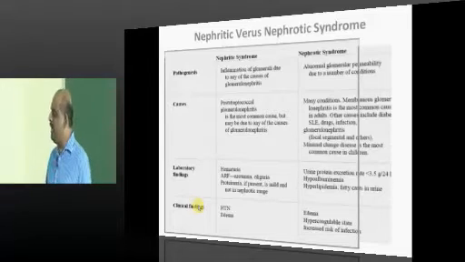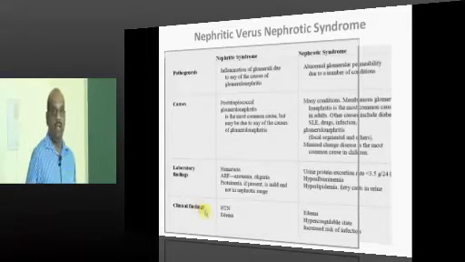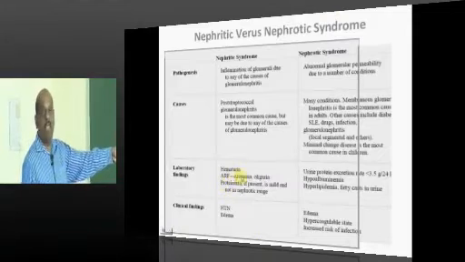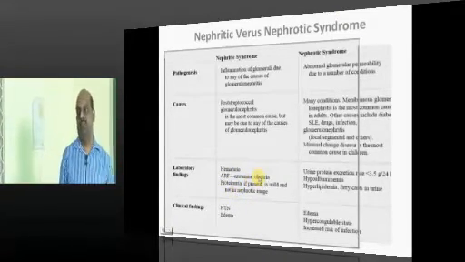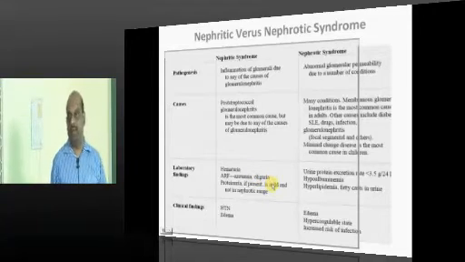Then to call it a nephritic picture, if you do the urine examination, there should be hematuria, proteinuria with signs of ARF, that is azotemia and oliguria.